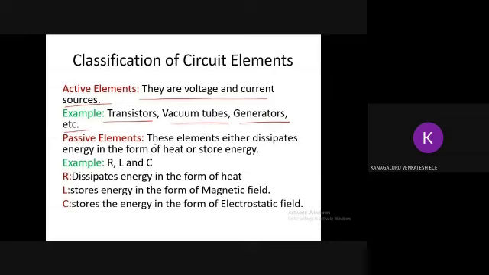Passive elements. These elements cannot generate any power. These elements either dissipate energy in the form of heat or store energy. Examples of passive elements are resistor, inductor, and capacitor. What does a resistor do? A resistor always dissipates energy.